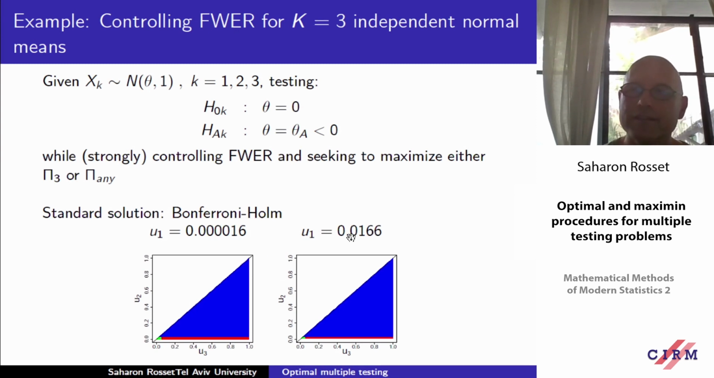The slice I show here is 0.05 divided by 3, because for any value bigger than this, Bonferroni obviously makes no rejection. The other thing we should note is that because U1 is the smallest, we have a white region here at the bottom, because this entire two-dimensional plot is limited to U2 and U3 bigger than U1. So this is what the classical Bonferroni-Holm solution for this problem looks like.